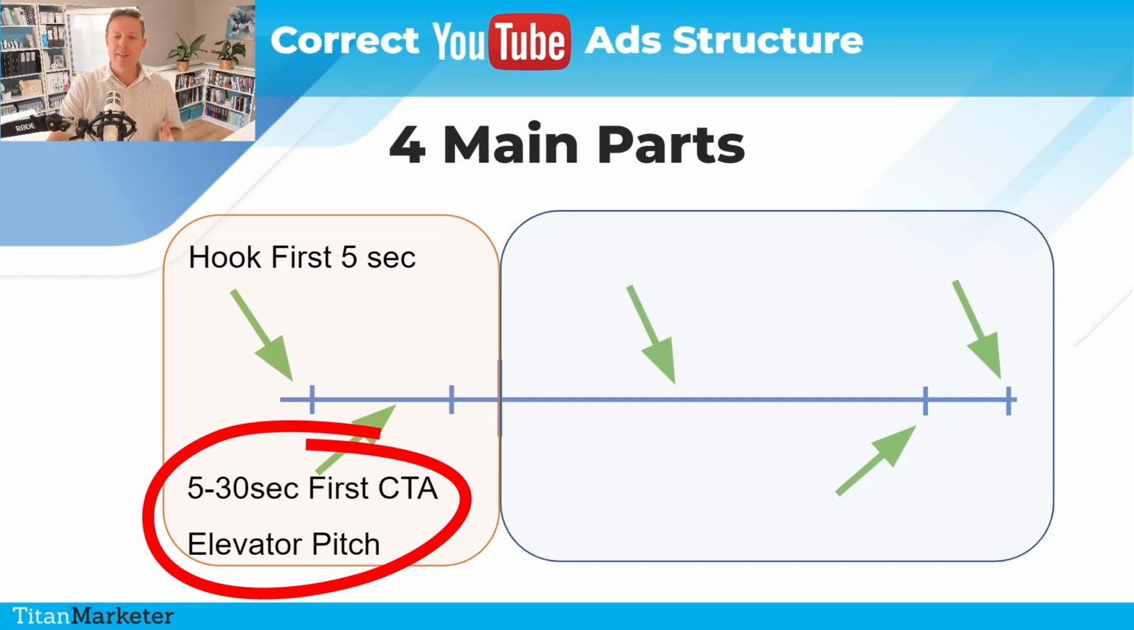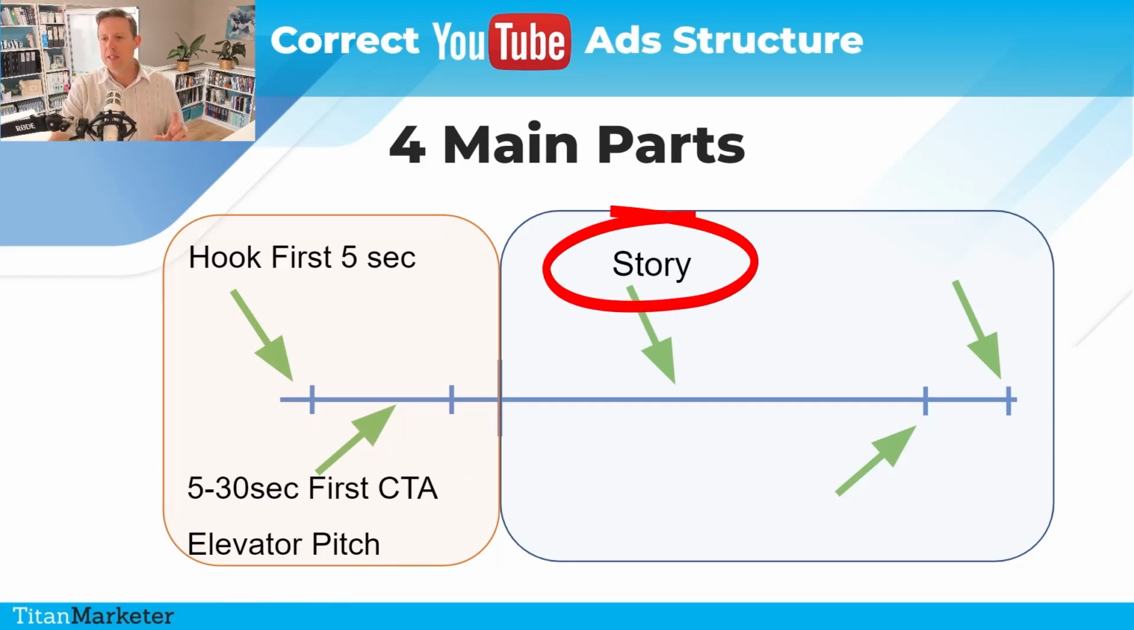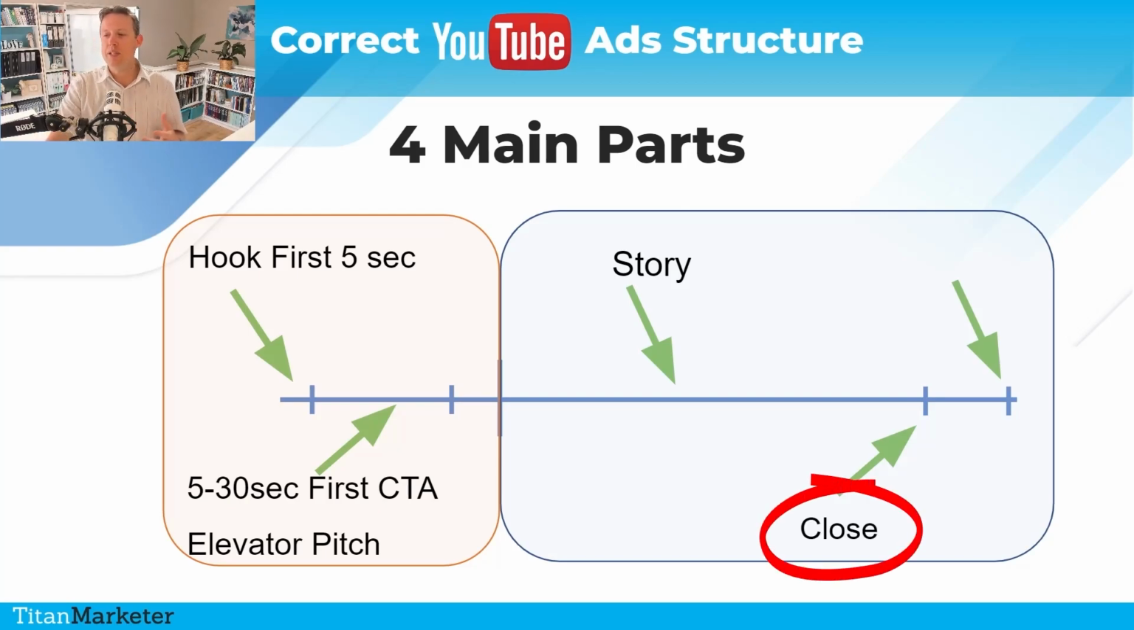The second thing is the elevator pitch. It does need to go for about 5 to 30 seconds. The story can be as long or short as you want, but bear in mind the whole YouTube ad has to be under 3 minutes in most cases. And then the next one is the close, okay? So what is it that you want them to do?